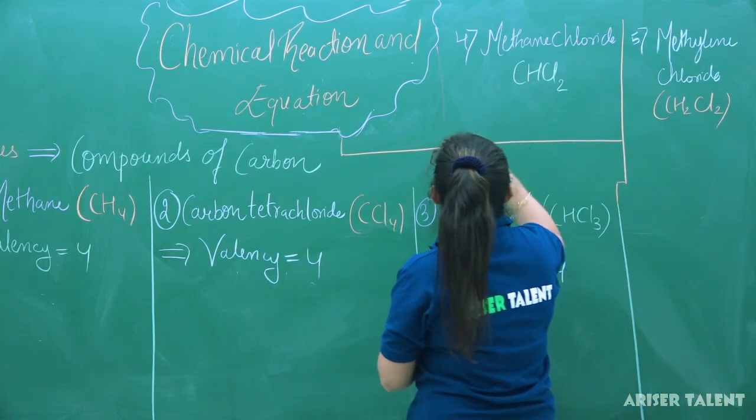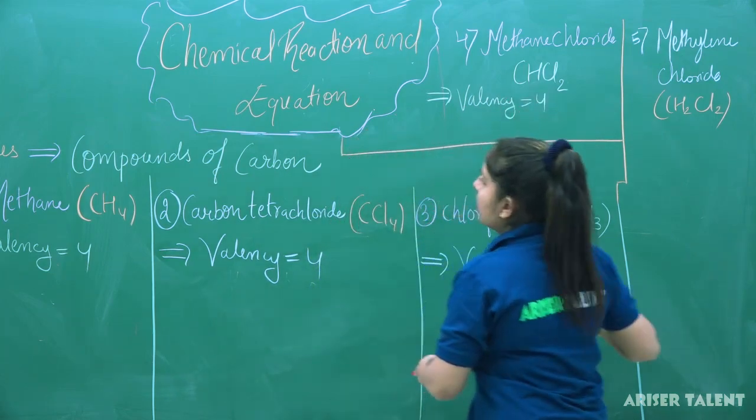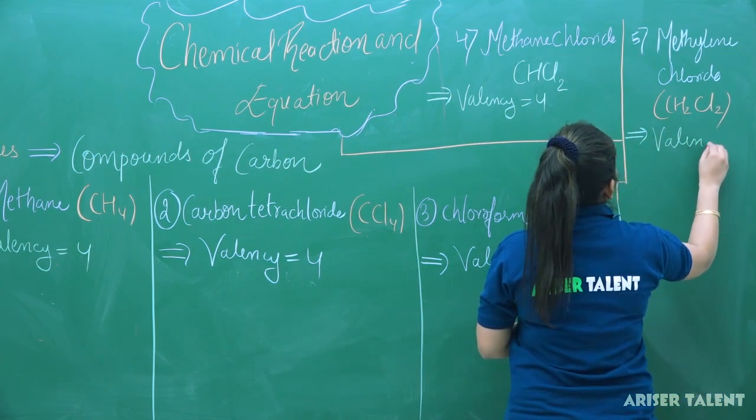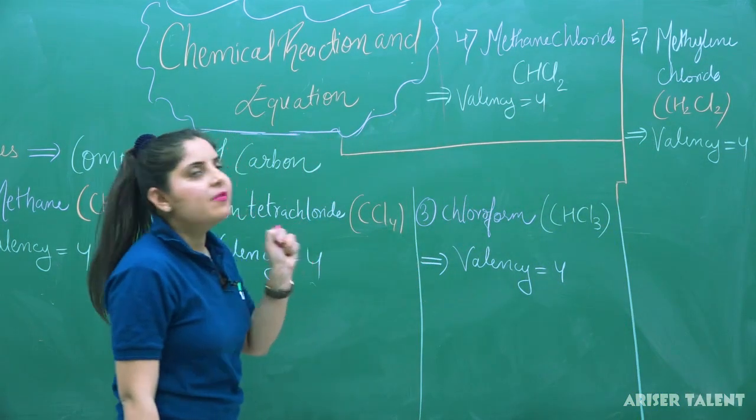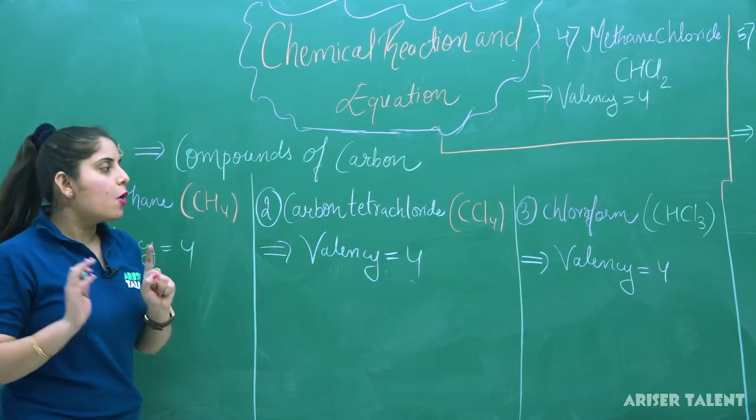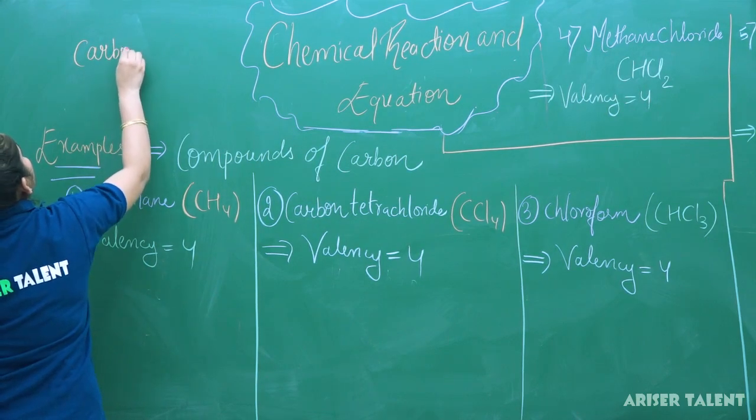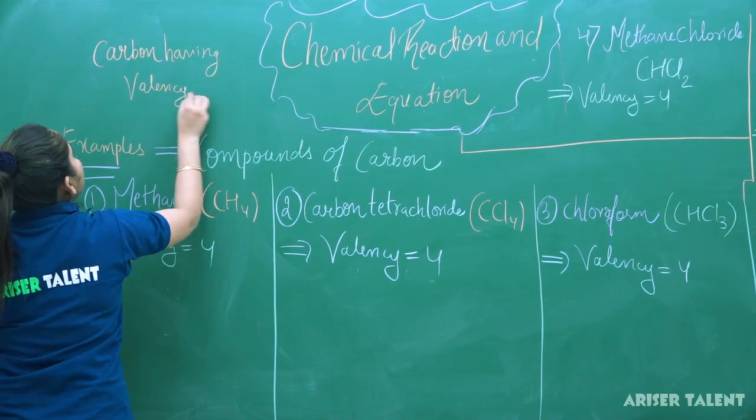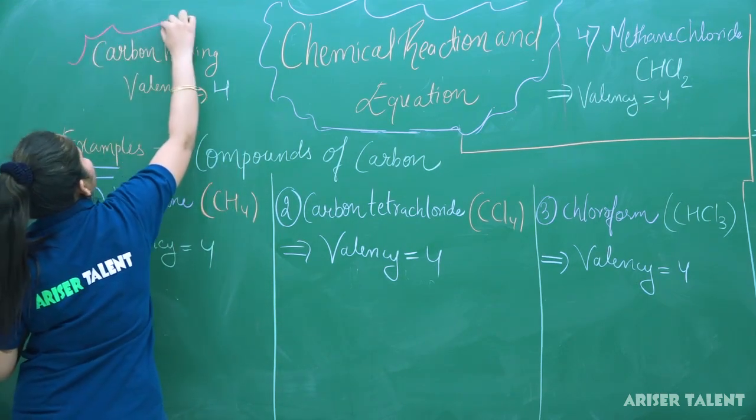Now consider this case, again the valency here is 4. Coming to our next case, methylene chloride, the valency here is 4. So what we have observed in all these 4-5 cases is that the valency remains constant throughout. It means carbon has a valency of 4. So generally I can write carbon having valency equal to 4.